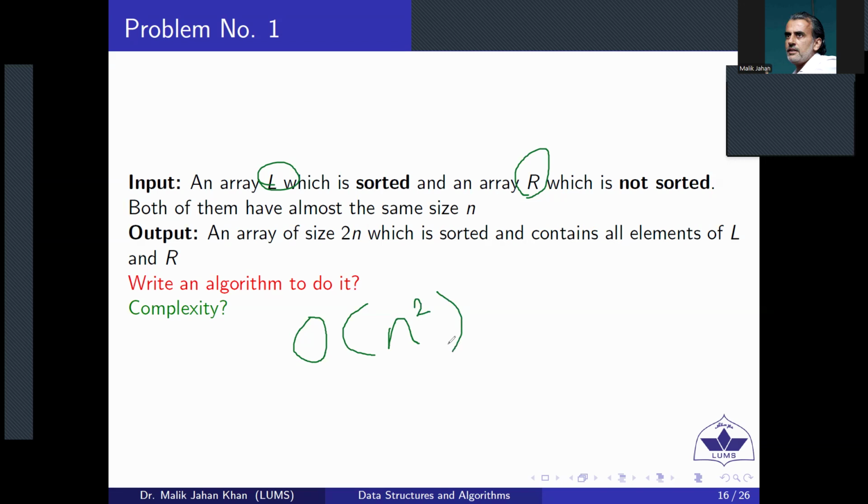But probably we might not be able to optimize it further, even if half of the input is already sorted. So our complexity is somewhat getting closer to what we saw in terms of a completely arbitrary input. Okay, let's move to another problem.